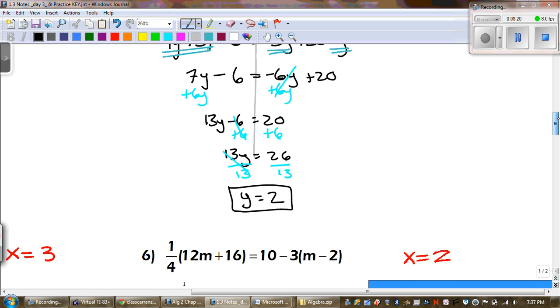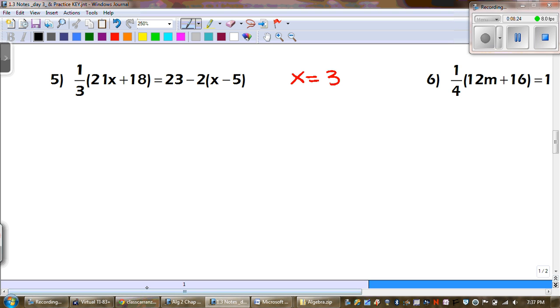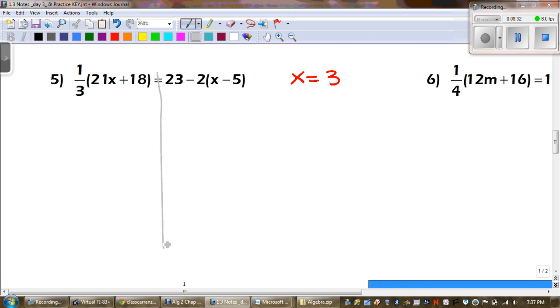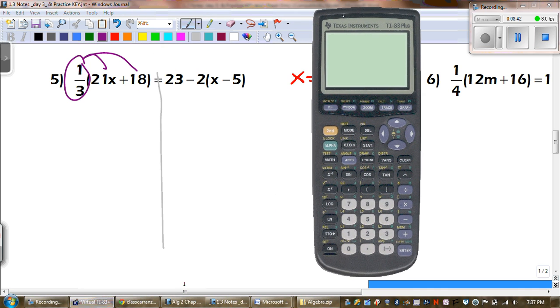Okay. How'd you guys do? Did you do all right? All right, number 5. Don't freak out, guys, because there's variables there, okay? It's not that bad. Okay, fractions. If you need them, use your calculator, okay?